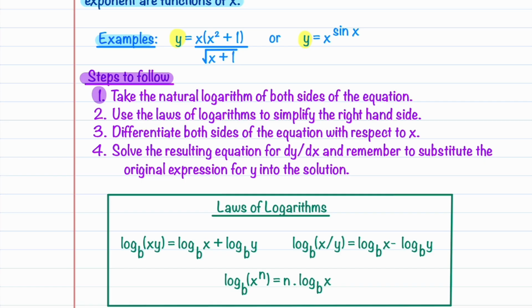The first step is we're going to take the natural log of both sides of the equation. The second step is we are going to use what's called laws of logarithms to simplify the right-hand side. I listed these 3 laws right down here in this green box to make things easier. Step 3 is we are going to differentiate both sides of the equation with respect to x. And then step 4 is we're just going to solve for dy dx. And here's the important part. We have to remember at the very end to substitute the original expression for y into our solution.